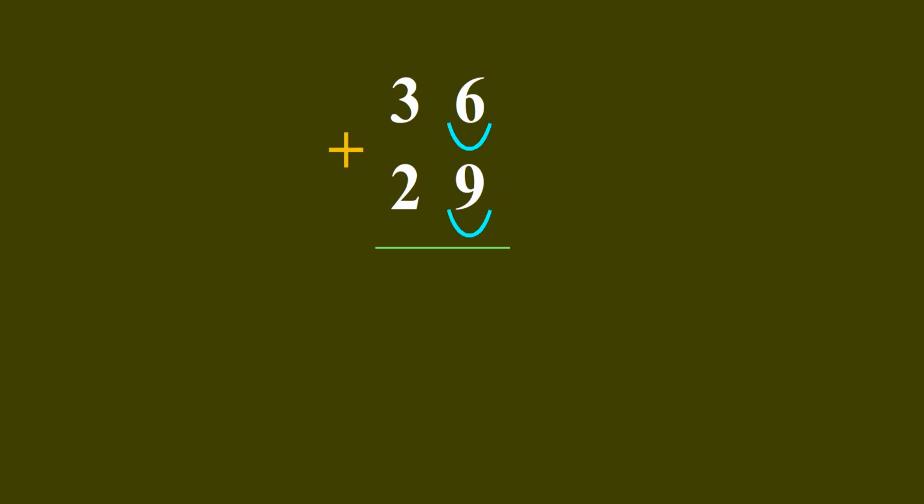6 plus 9 equals 15. In the number 15, there are 5 ones, right? 5 in the ones place. The number in the tens place is called the carry. We carry the 1 over to the tens place and write it above the 3 like this.